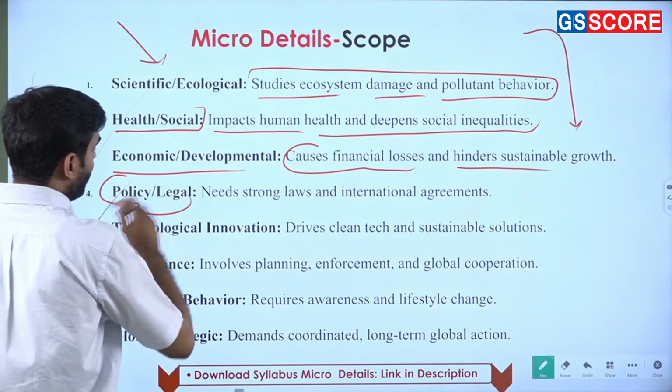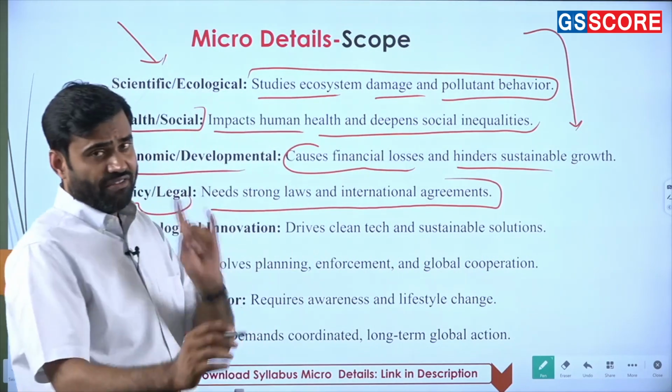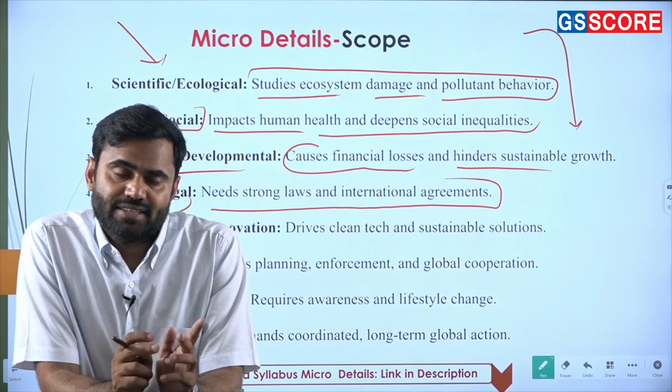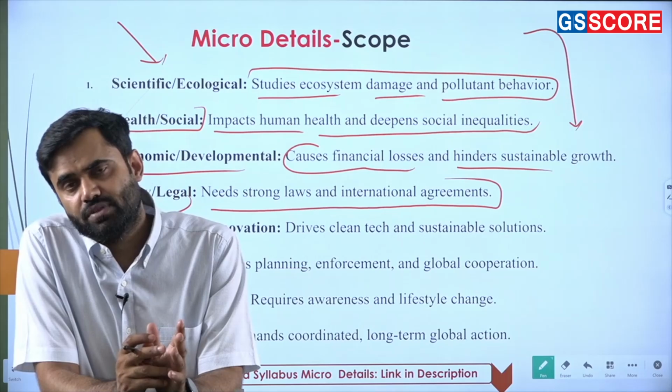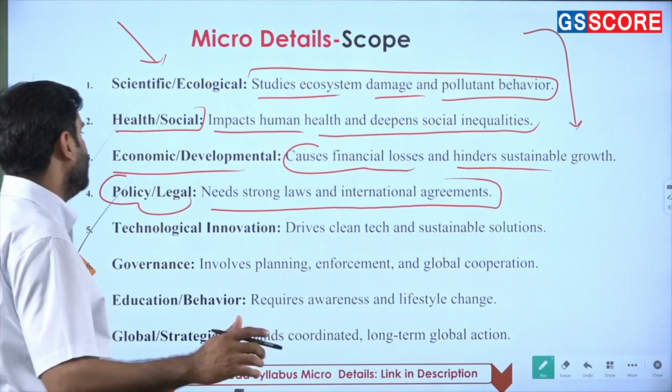Next, policy and legal: need strong laws and international agreements. There is no doubt everything depends on treaty, summit, act, scheme, policy, programs, awareness, NGOs, activists, a number of things, which you are going to read.